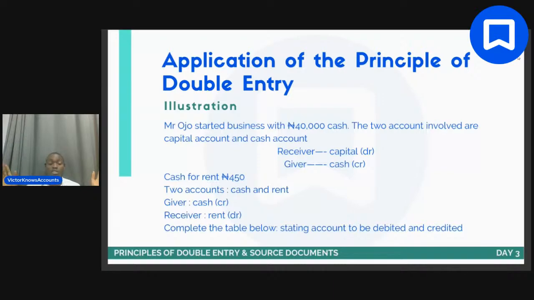Is that fine? You must be able to identify the two parties to every transaction. And once you do that, you are good. All right.